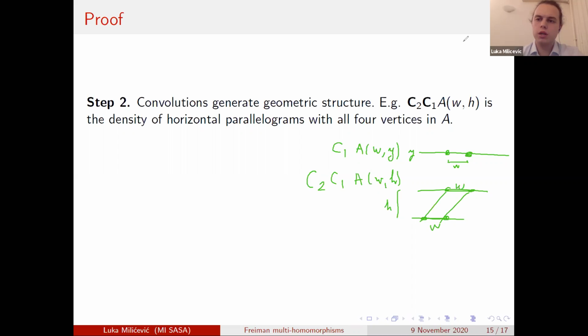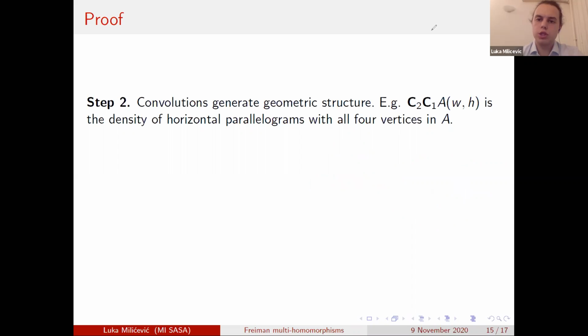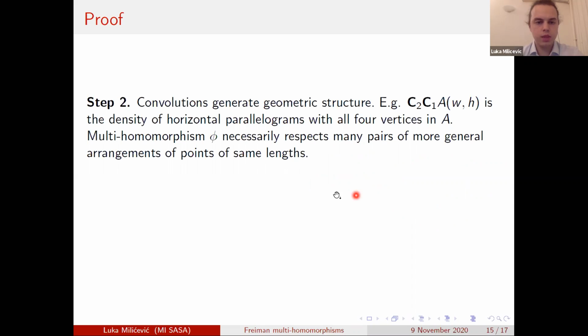With more convolutions, you get more complicated arrangements of points, but still we can control them. And the idea is that a Freiman homomorphism respected additive quadruples, and additive quadruples were actually just pairs of segments of the same length. The same thing happens more generally with multi-homomorphisms. They necessarily respect many pairs of these more general arrangements of points that have the same length.